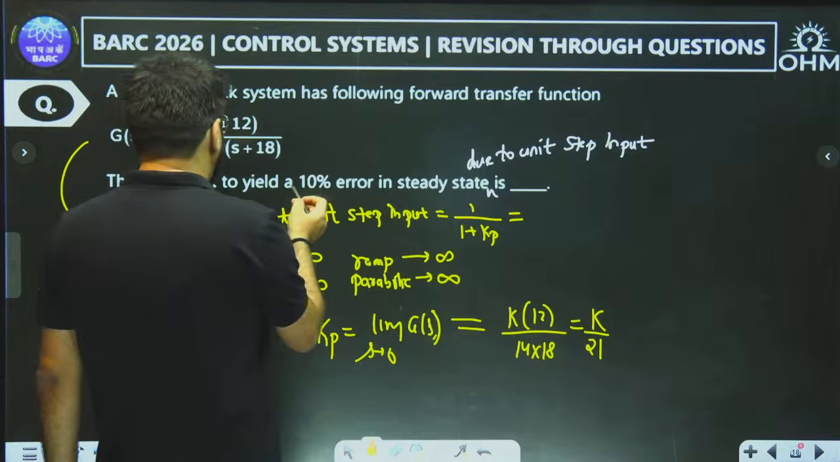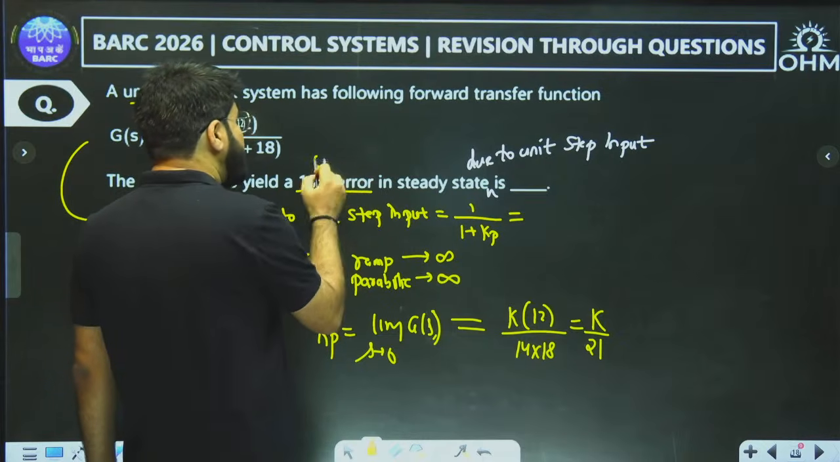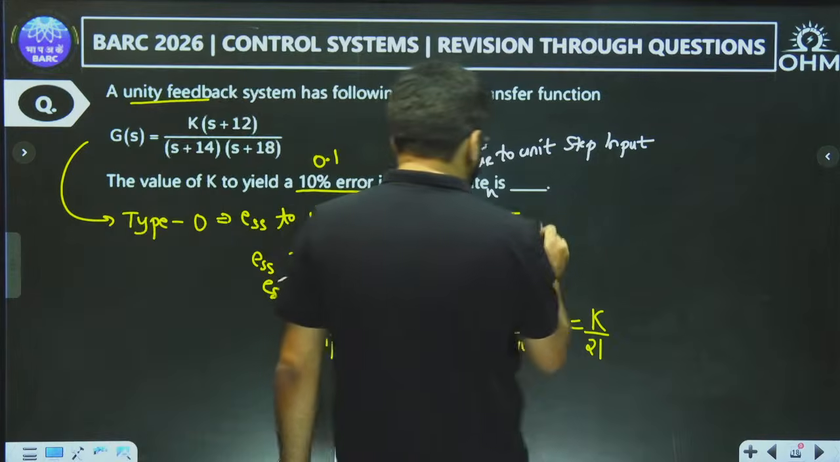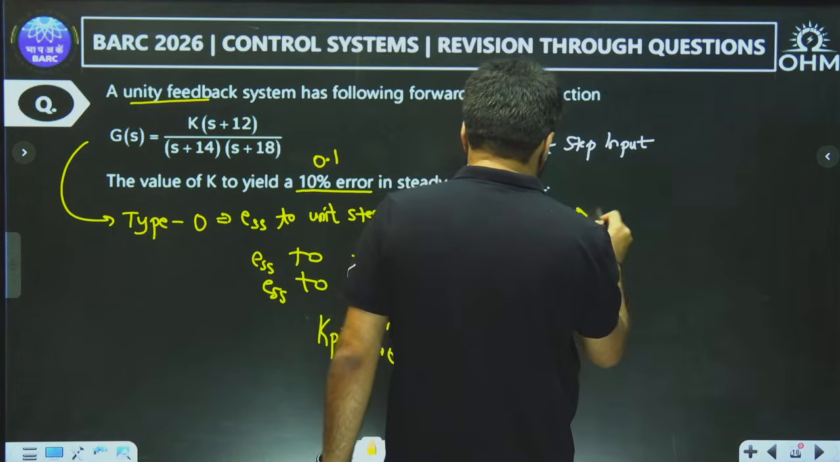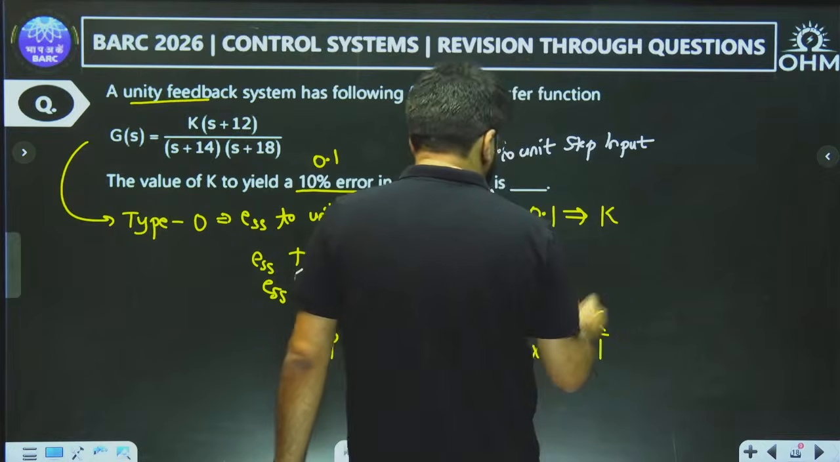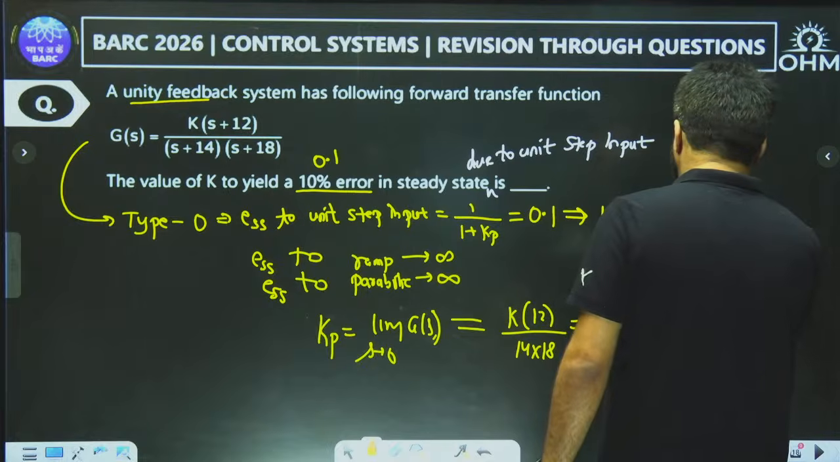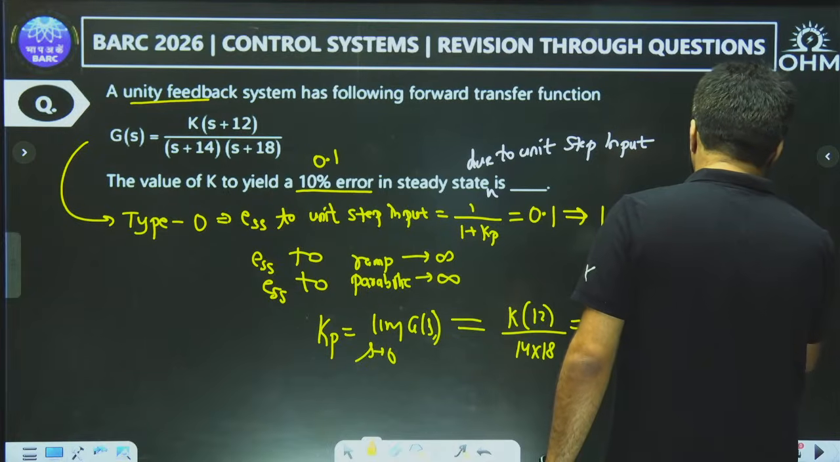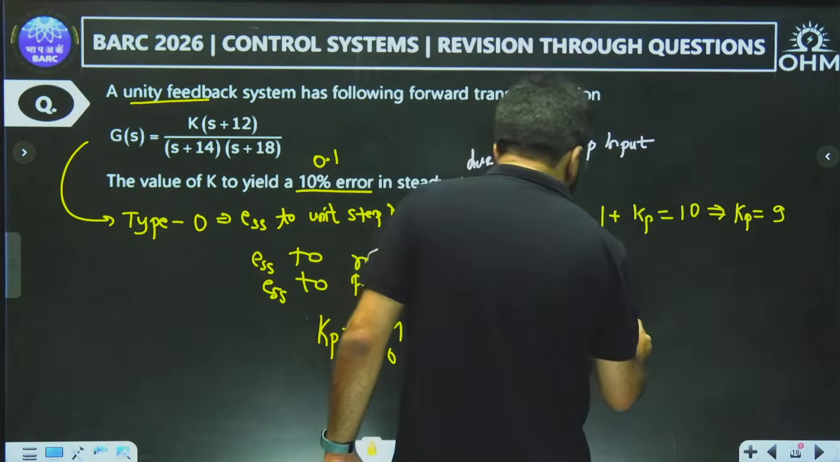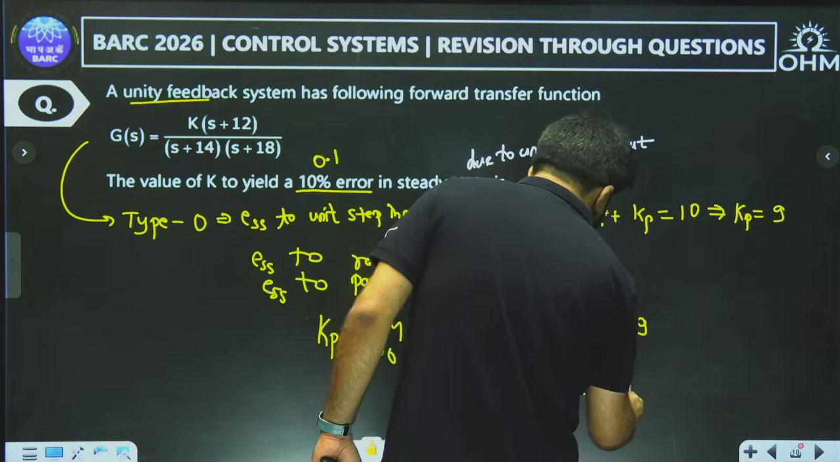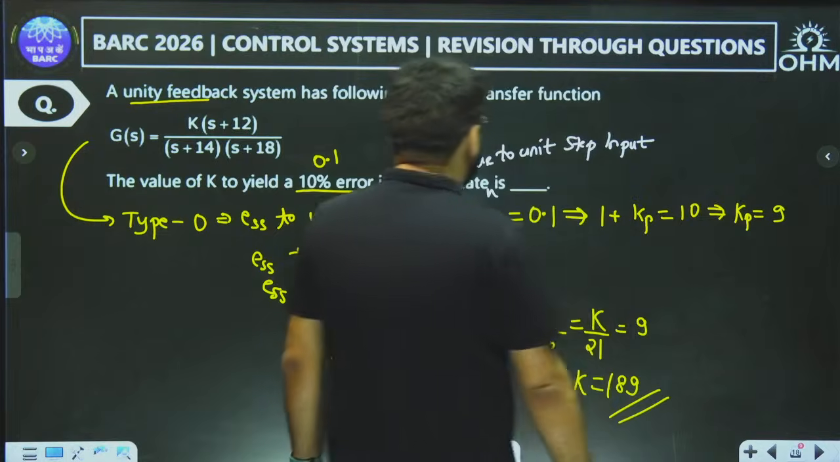Now, it is already given: what is the value of K to yield a 10% error? 10% error means 0.1 in the absolute sense, 10 by 100. That means what should 1 plus Kp be? 1 plus Kp is 1 upon 0.1, that is 10. So the value of Kp is 9. This value has to be compared with 9, and K is then equal to 21 into 9, which is 189.